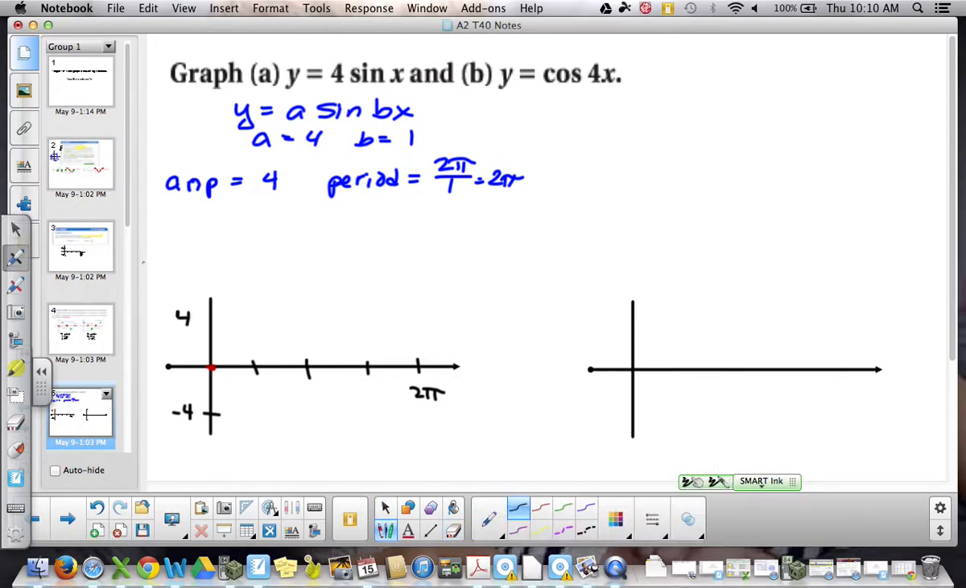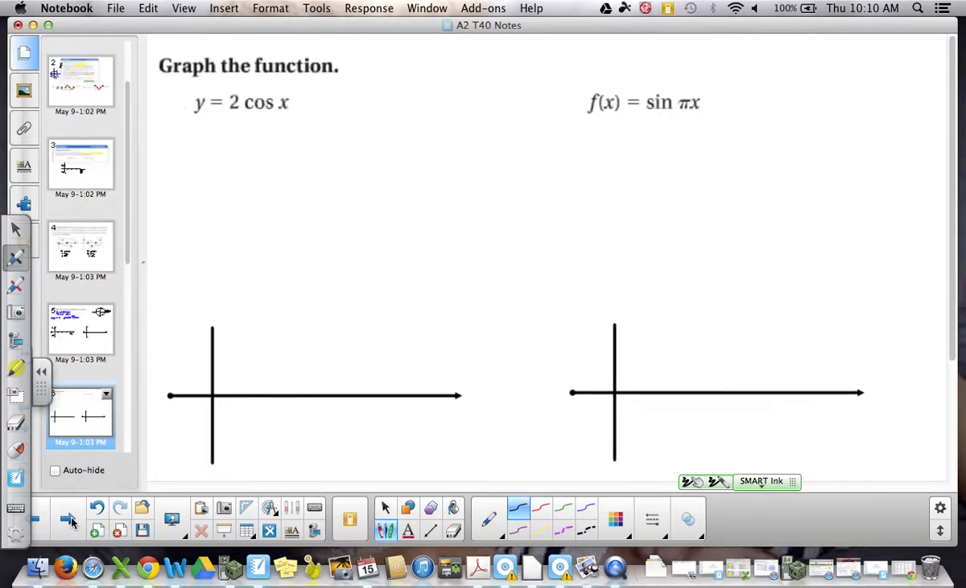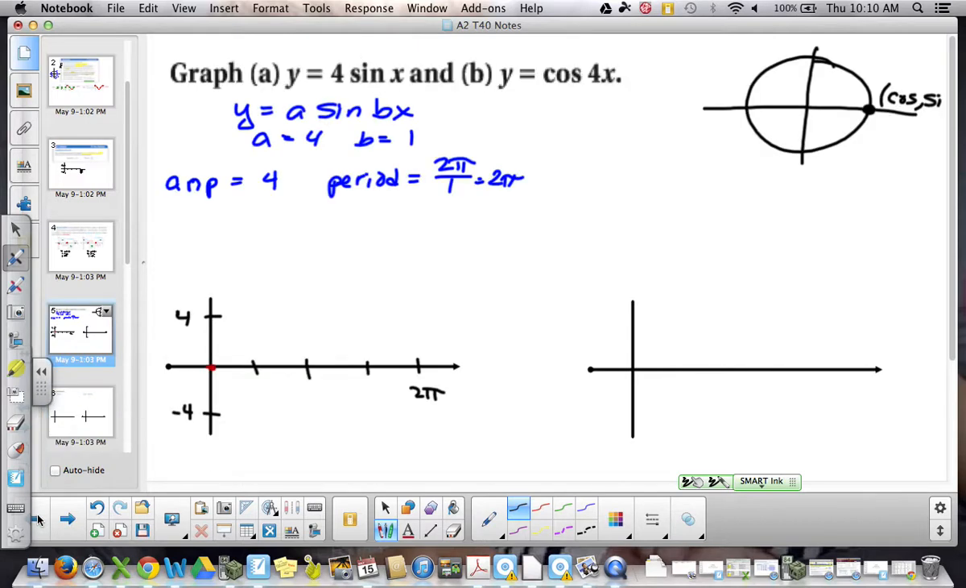So again, the easy way to remember is to go back to your unit circle. Go out to this point right here, and remember that the points on the unit circle are cosine, sine. So the coordinates of that point would be 1, 0. So you can see cosine starts at 1, sine starts at 0. So since we're graphing a sine function here, we're going to want to start at 0. So that means we're going to end at 0, and we're going to be at 0 halfway in between.